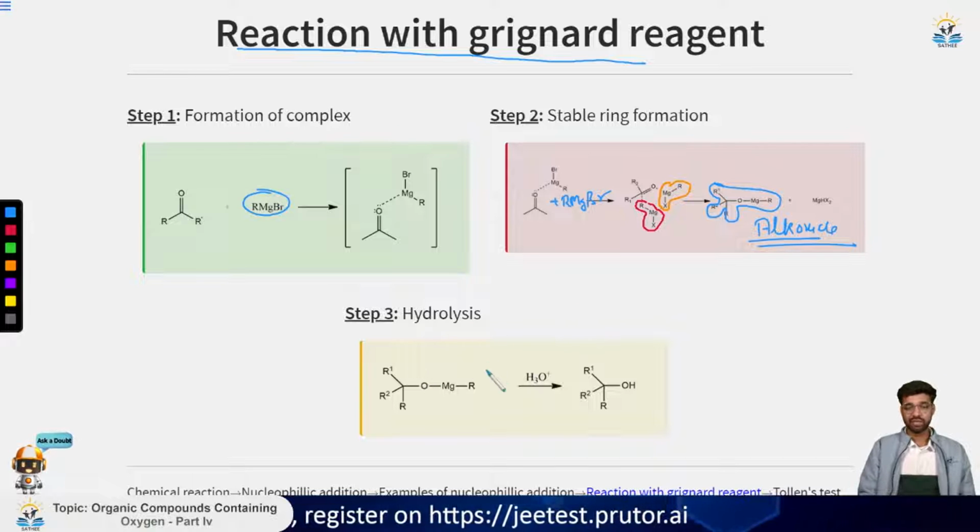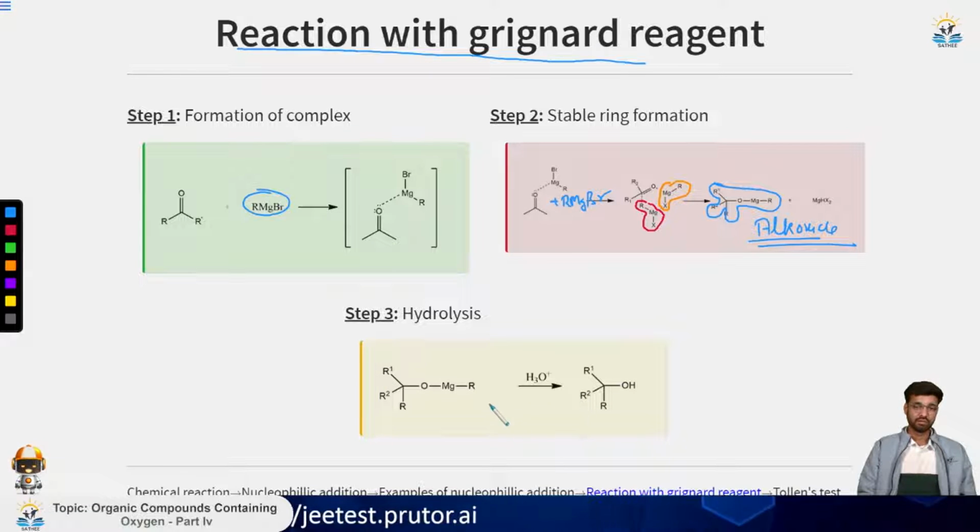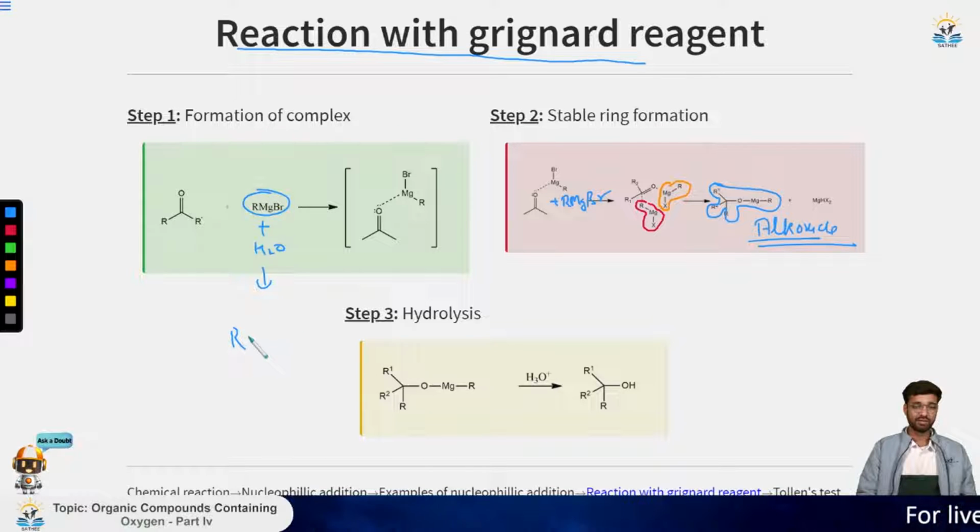At last we will do simply the hydrolysis to get our final product, which is this thing. So one reaction I want to mention here is that if you put H2O in this RMgR, it is very reactive. It will quickly give you your alkane, that is RH.